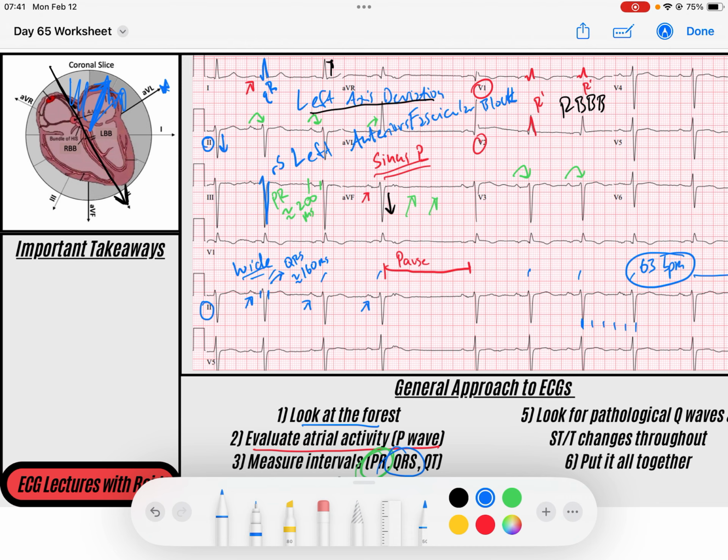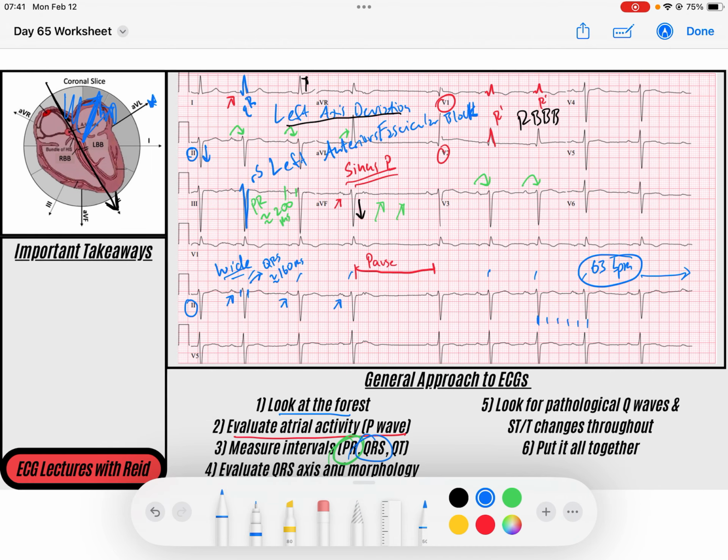And if you don't understand left anterior fascicular blocks really well, I've got a video on that too. You can go check it out. So we've got a left anterior fascicular block and a right bundle branch block. So you can call this a bifascicular block.